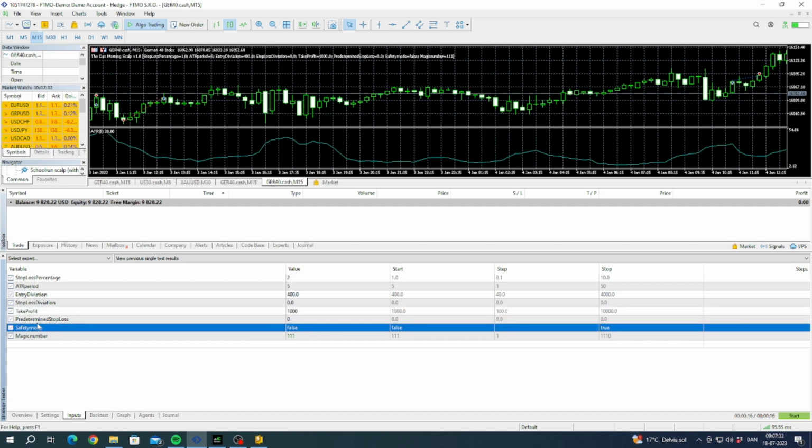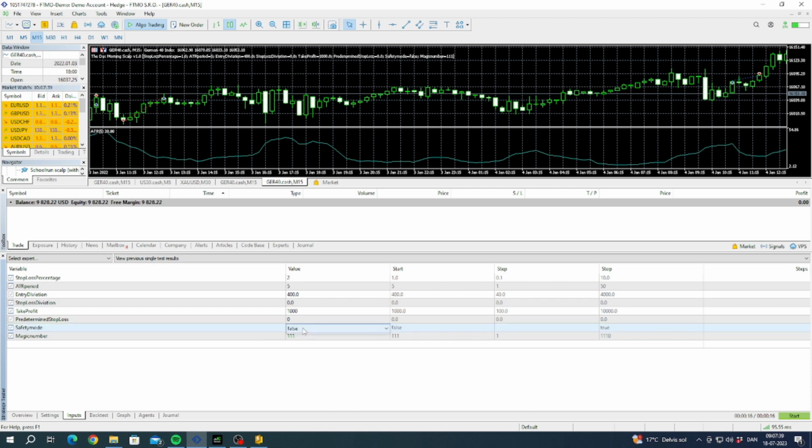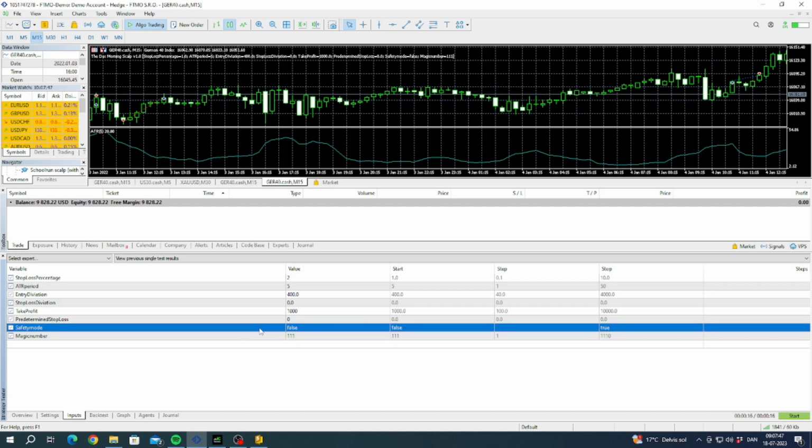Then we have the safety mode, which you can enable or disable by using true or false here. It is disabled by default, and what this does is that it will stop the system from doing 2 trades a day, which is the maximum otherwise. So if one order is executed, it will delete the other order, making sure that you only take 1 trade a day, which will be the first trade.